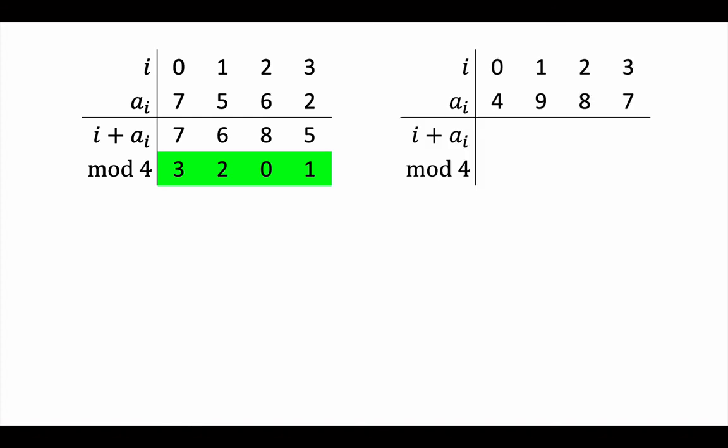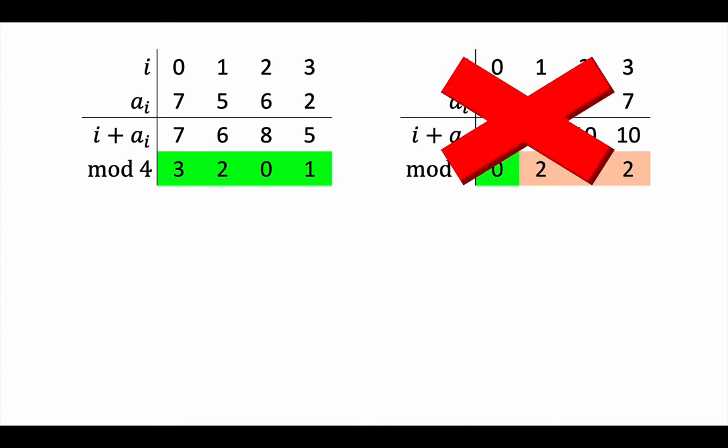If we look at the failed one, 4, 9, 8, 7, when we add 0 and 4, 1 and 9, 2 and 8, 3 and 7, we get 4, 10, 10, and 10, already looking bad. When we divide each of those by 4, we get remainders of 0, 2, 2, and 2. Those have repetition, and so it's not a siteswap.